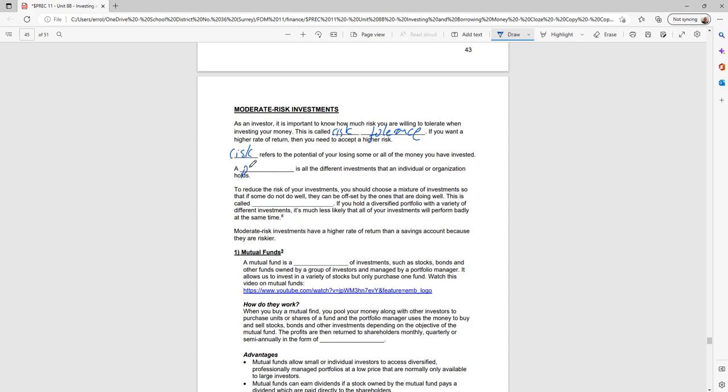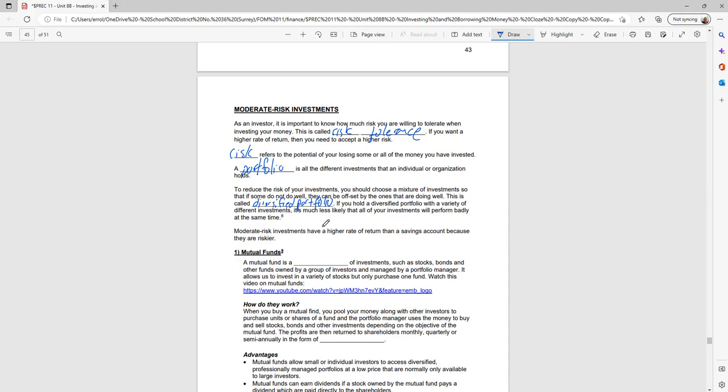Now, a portfolio is all the different investments that an individual or organization holds. So to reduce the risk of your investment, you should choose a mixture of investments so that if some do not do well, they can be offset by the ones that are doing well. This is called a diversified portfolio. If you hold a diversified portfolio with a variety of different investments, it's much less likely that all your investments will perform badly at the same time. Moderate risk investments have a higher rate of return than a savings account because they are riskier.